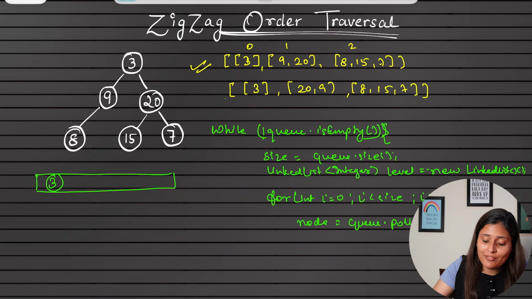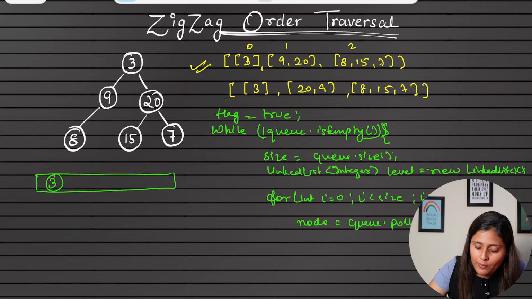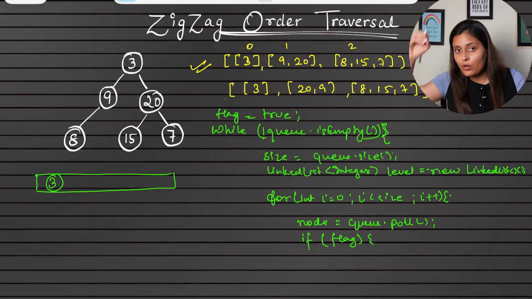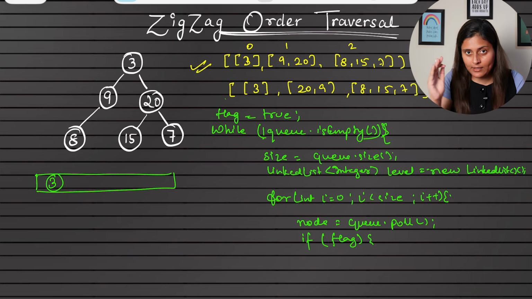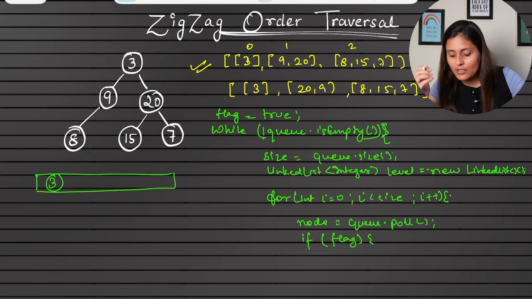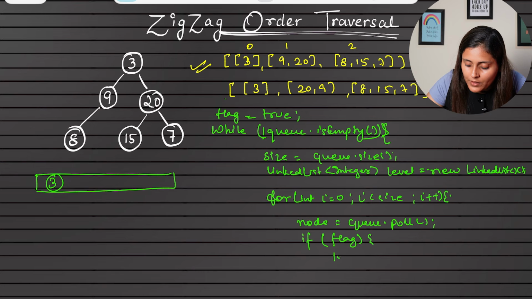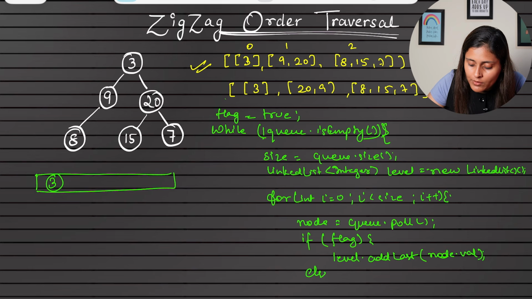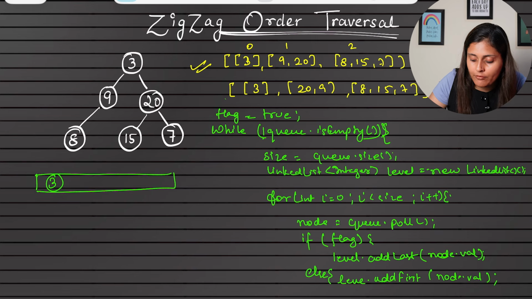Or else you can make a flag also. Okay, let's make it true initially, and now after popping, you will check if your flag was true, then this is supposed to go from left to right, correct, in the same order, which means we will insert from last. So what we will do, we will add level dot add last, node dot value, very simple, correct. Else, we will add level dot add first, node dot value.